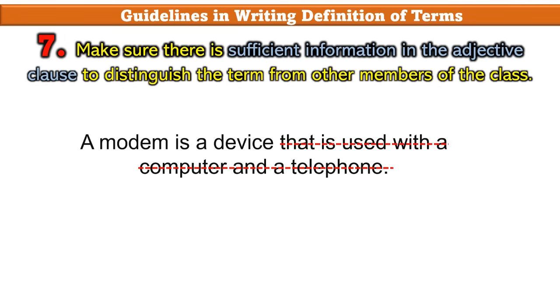Make sure there is sufficient information in the adjective clause to distinguish the term from other members of the class. Aside from modem, it is also possible na meron pang ibang devices na ginagamit kasama ang computer and telephone. To avoid confusion and to make your definition clearer, there must be sufficient information in the adjective clause to distinguish the term from other members of the class.